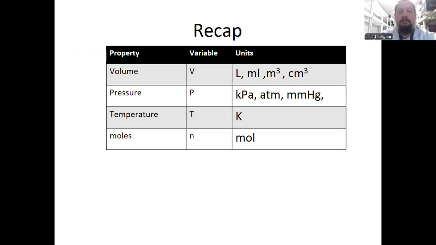All right. So quick recap. Here's a PVNT table. Property volume, variable V, liters, milliliters, meters cubed, centimeters cubed. Those are the units we're going to use in our class. Property pressure, variable P, nice and easy. Units, kilopascals, kPa, atmospheres, atm, millimeters of mercury, mmHg. Temperature, variable T. Only unit is Kelvin. Moles, variable n, unit moles, mol.